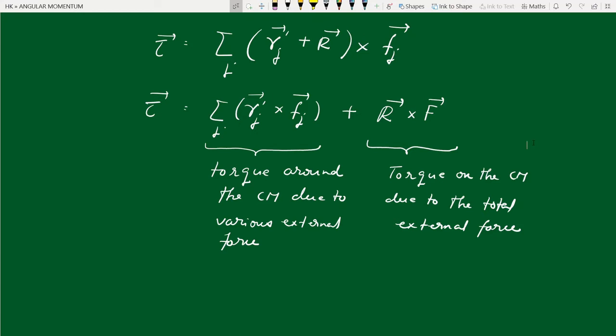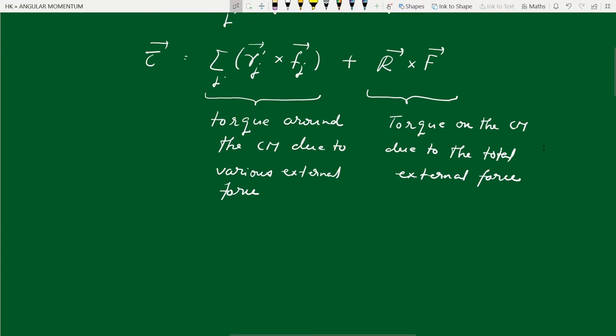If you consider only fixed axis rotation, meaning the axis of rotation is along the z direction, then we are calculating the torque about the z axis. Then our expression will be, the first term we can express as tau 0, the torque around the center of mass due to various external forces, and the second term we can simply write as the z component of R cross F. Tau 0 is the z component of the torque around the center of mass. Let us call it equation 1.